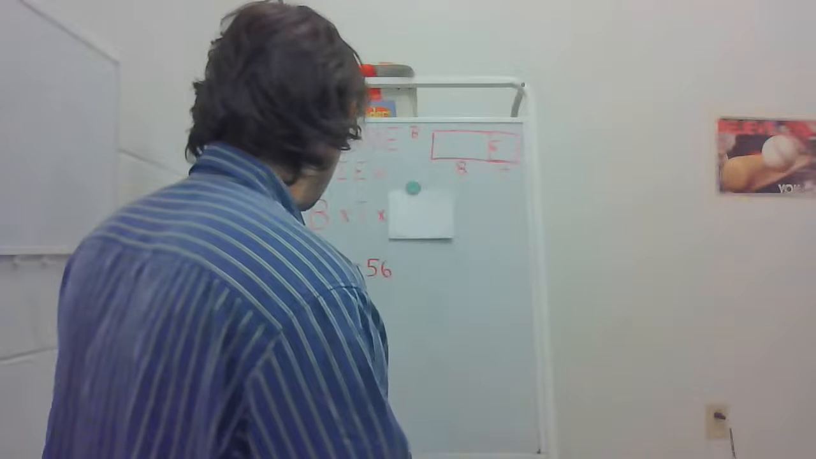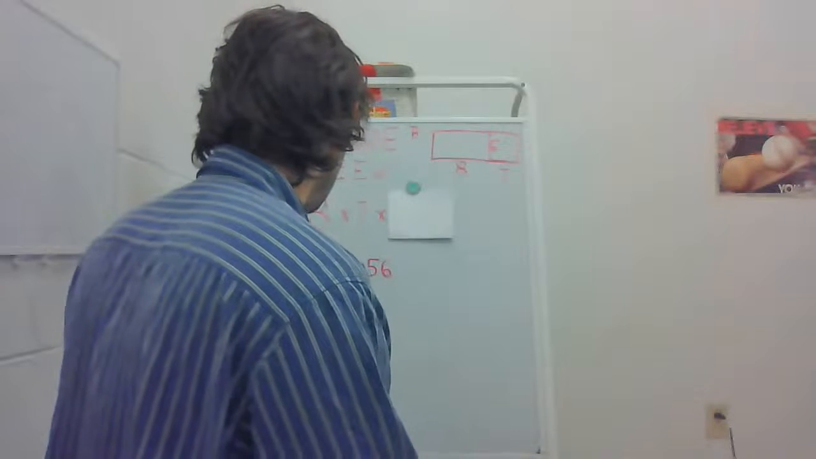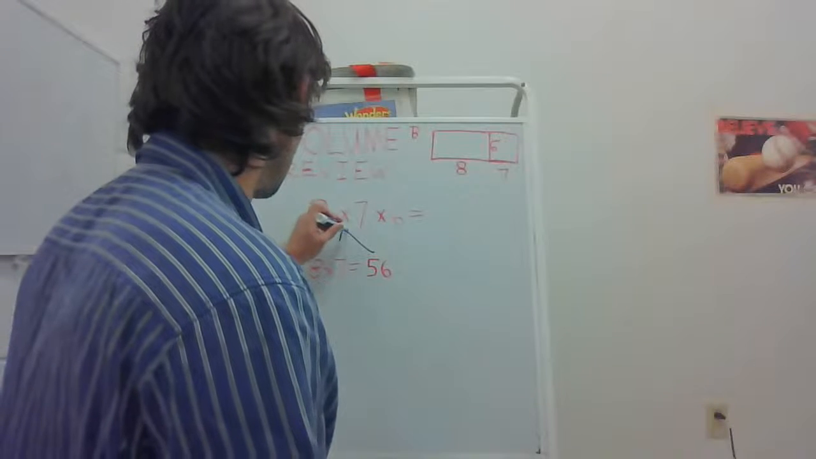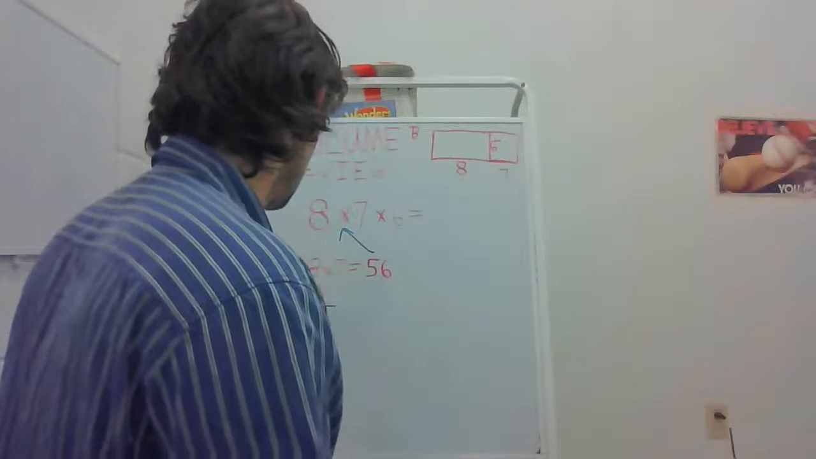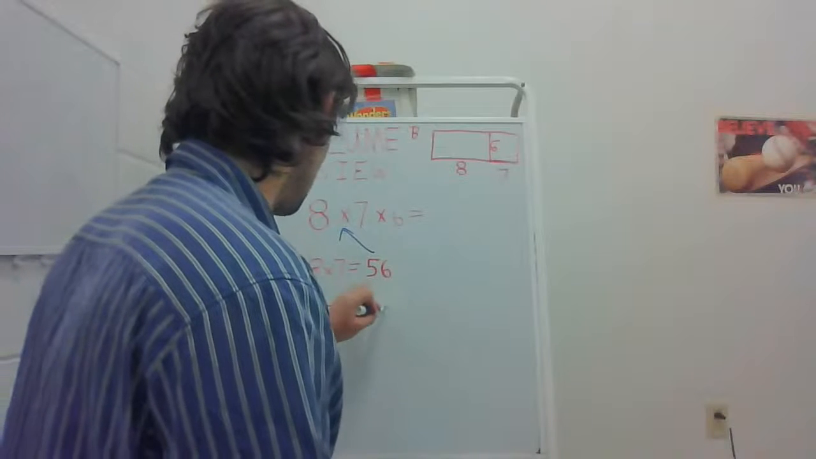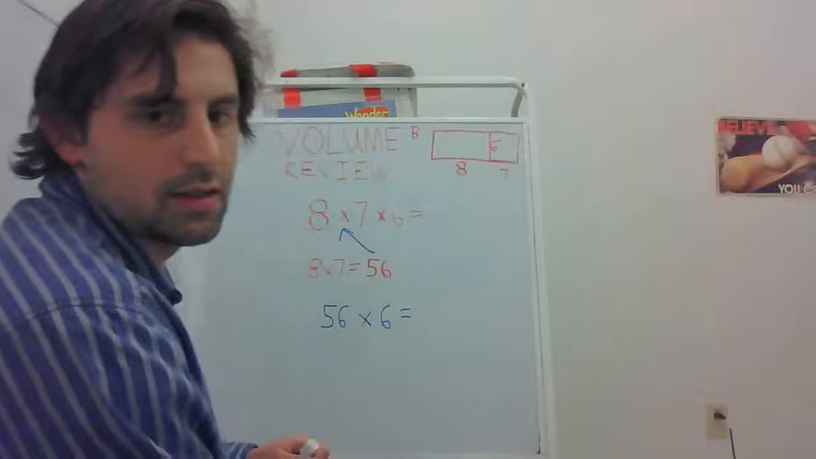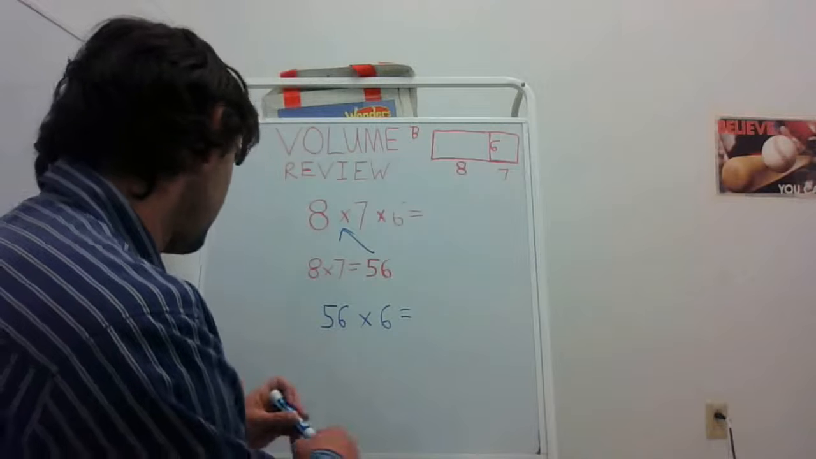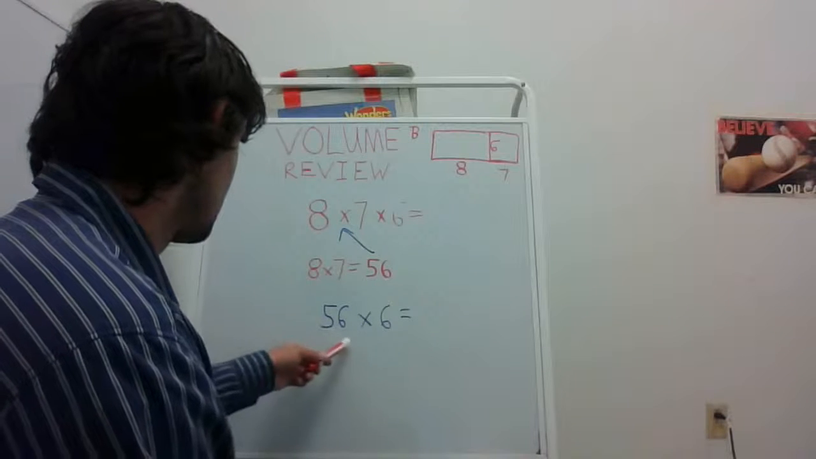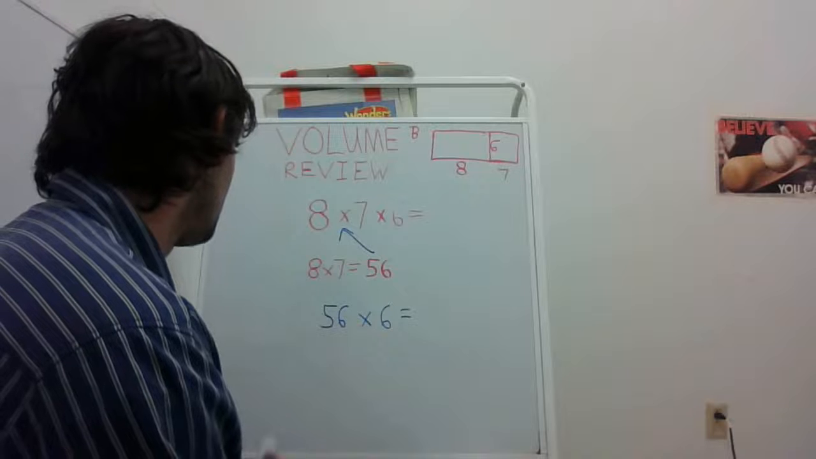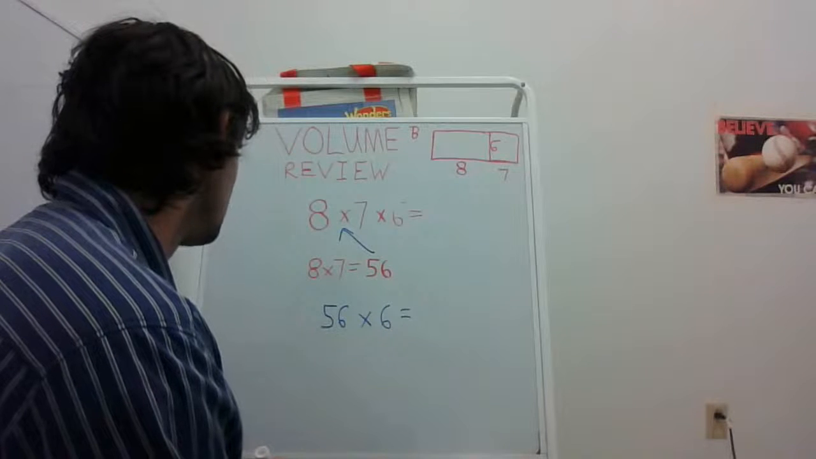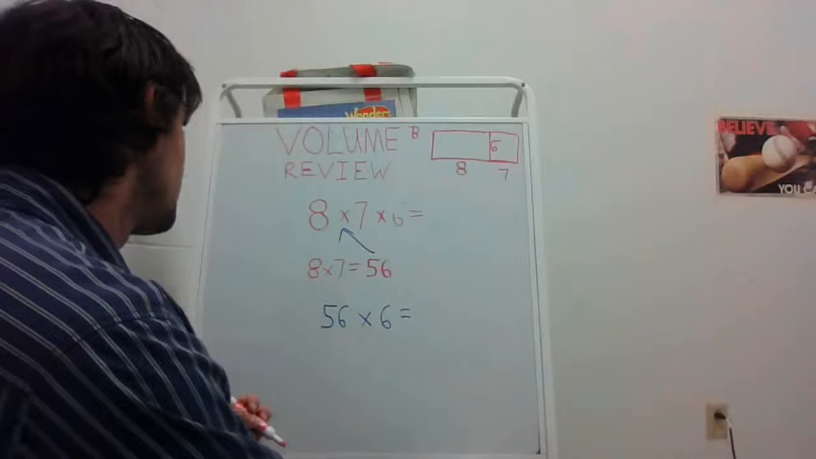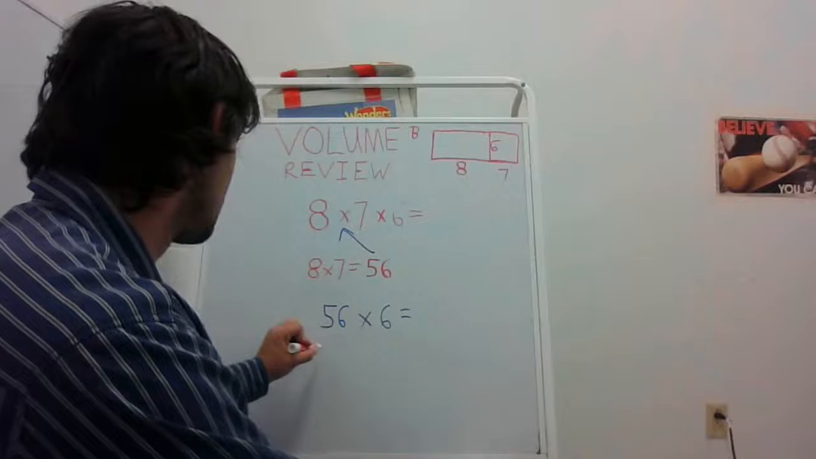Now the 56 is going to replace the 8 times 7 up here. Now that we know that 8 times 7 is 56, the 56 is going to replace these two numbers up here. So now to find out the volume of this shape, we have to multiply 56 times 6. So there's a few different ways to multiply 2-digit by 1-digit numbers. I'll keep it with the simple strategy.